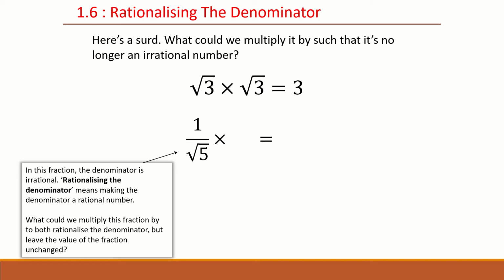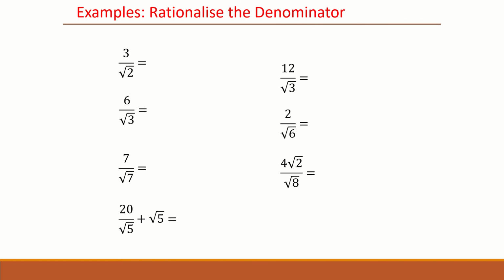The second one, to rationalize a denominator, is the same as making the denominator into a rational number, i.e. removing the surd. In this case, we'd have to multiply the denominator and the numerator by root 5, because whatever you do to the bottom, you do to the top. And we should get root 5 over 5. Here are some examples you could try. Please pause the video and try the questions.